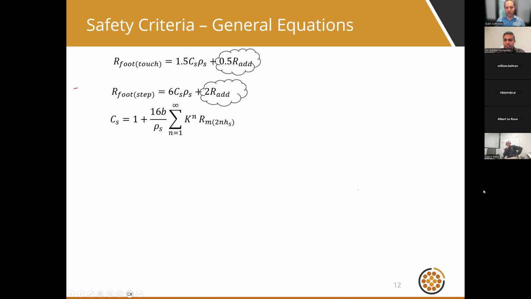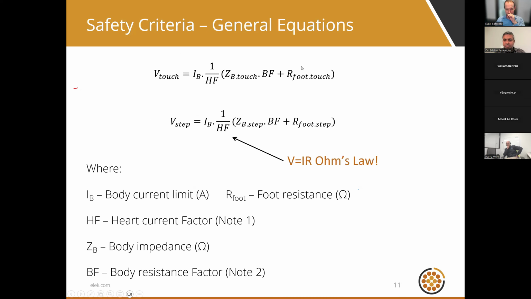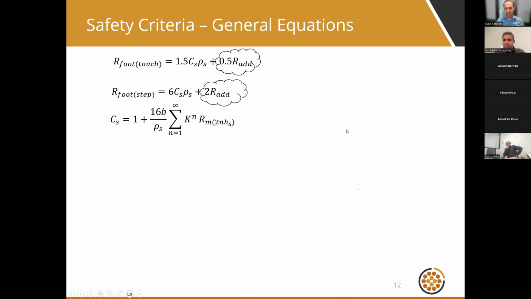So to calculate some of the factors that are in these equations, these are the sub-equations for those. You can find those in IEEE standard 80. I highly recommend that you refer to that standard. It's an excellent reference for earthing system design.